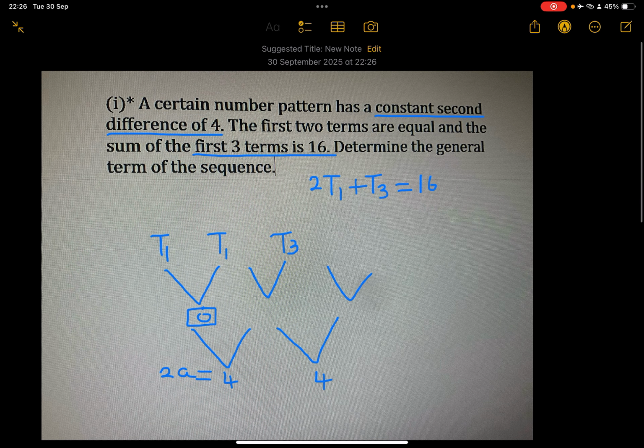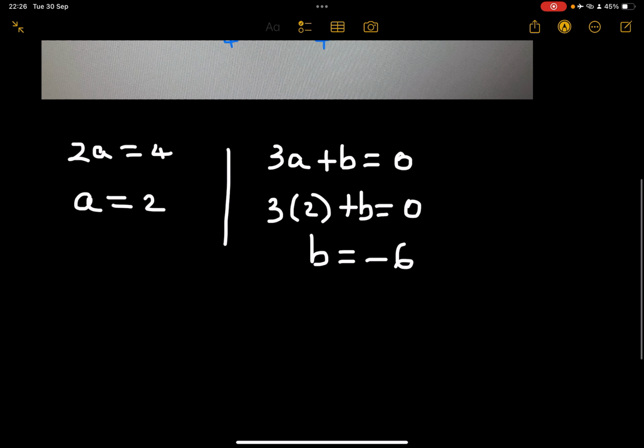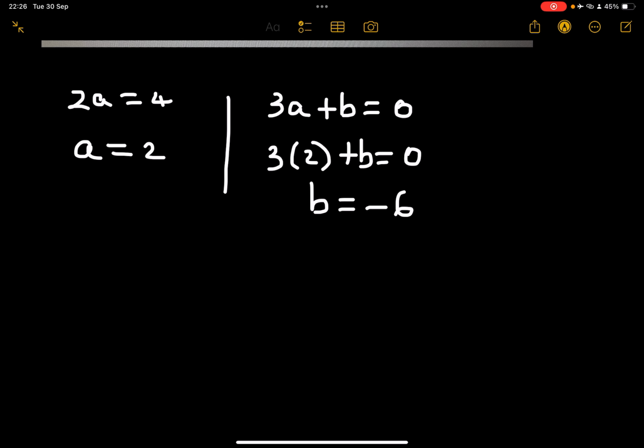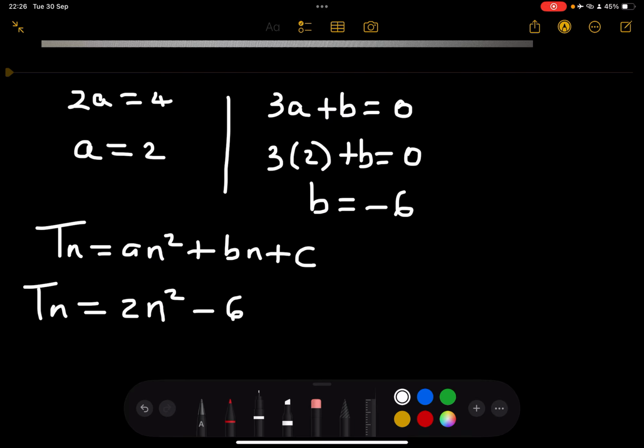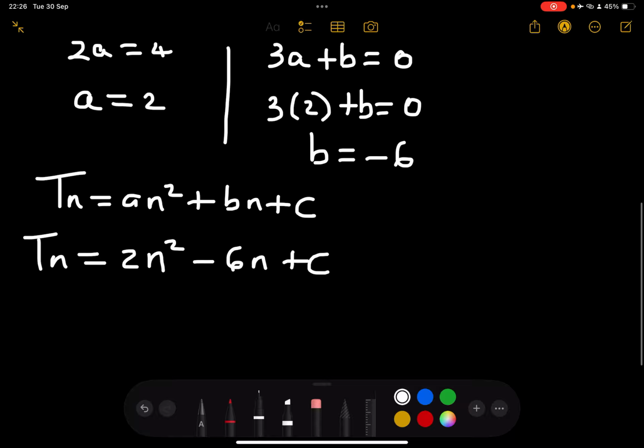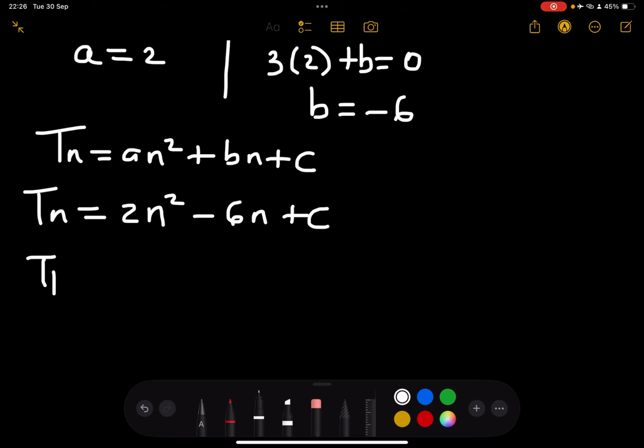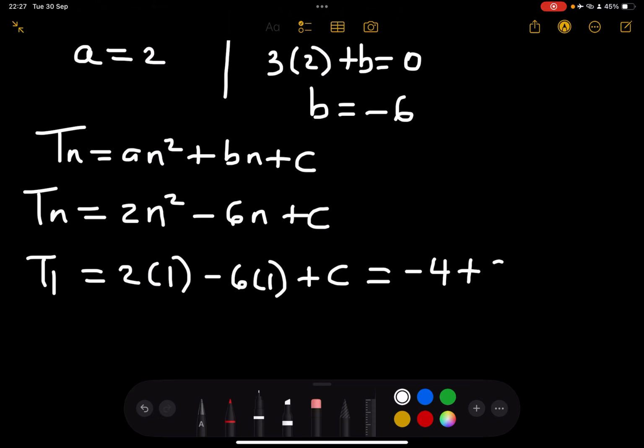Then we are told that the sum of the first three terms is 16. Remember, Tn of a quadratic pattern is Tn equals an squared plus bn plus c. But we know the value of a and b, so we can substitute them. So it's going to be 2n squared minus 6n plus c. Then we can substitute term 1 and see what it is: 2 minus 6, which is minus 4, plus c. So we have T1 as minus 4 plus c.